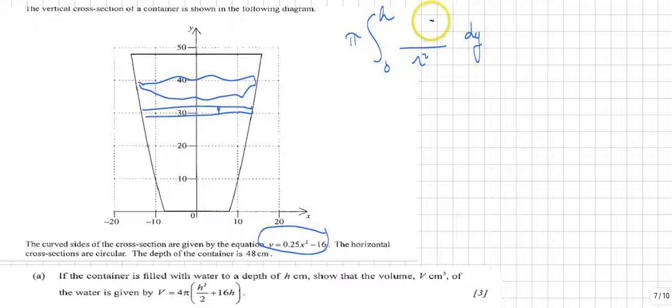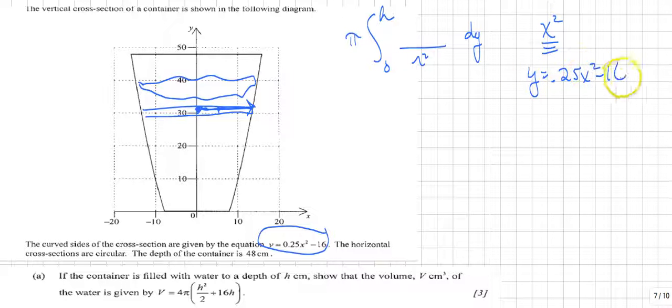We're given the equation. The radius is the distance from here to there, and that distance is x, so the radius squared is x squared. But we can't put that into the integral since everything's in terms of y. So we take the equation y equals 0.25x squared minus 16 and solve for x squared. Add 16 to both sides: y plus 16 equals 0.25x squared. Multiply both sides by 4, because 0.25 is a fourth, which gets rid of that decimal.